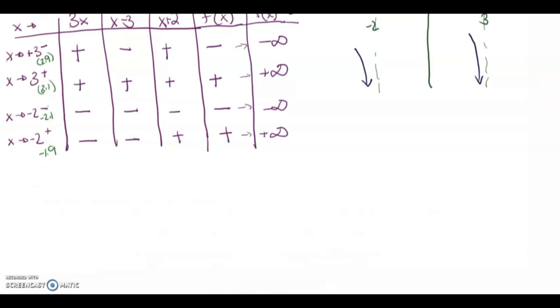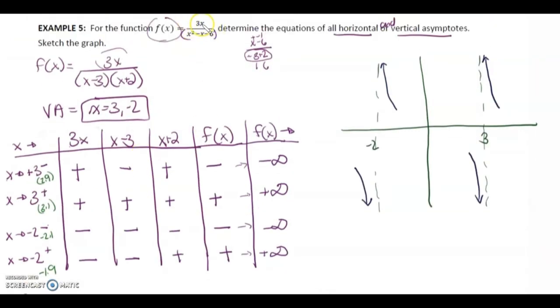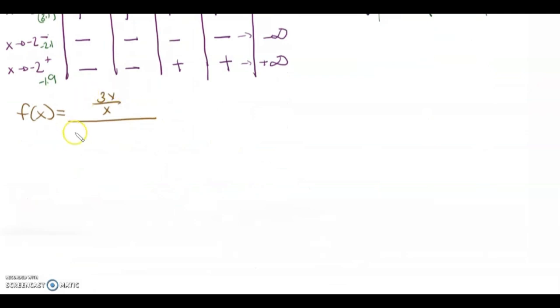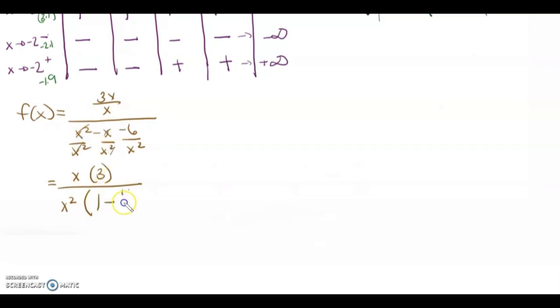Okay, so for the horizontal asymptote, we're going to factor out an x in the numerator and an x squared in the denominator. So we had 3x, so let's divide by x. And then we had x squared minus x minus 6. So x squared minus x minus 6. And we're going to divide all of these by an x squared. Okay, so the function that we're working with is x bracket 3, and then x squared bracket 1 minus 1 over x minus 6 over x squared.